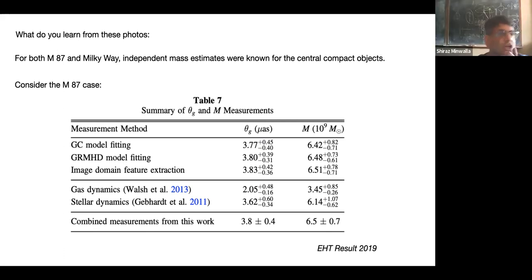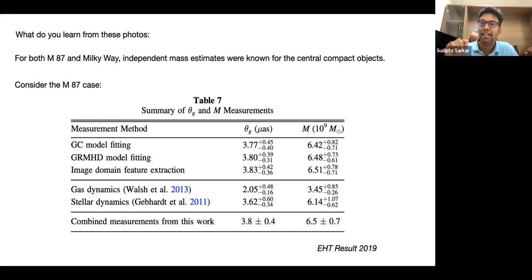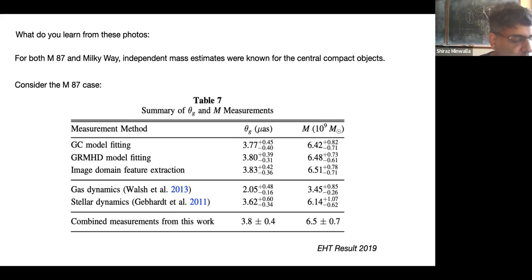Sorry, Sudipta, I missed what theta g was. Could you say it again, please? Theta g is an angle which is GM by capital D divided by c squared, where capital D is the distance from the source and M is the mass of the source. So they define the distance to us from the source? From us to the source, capital D.